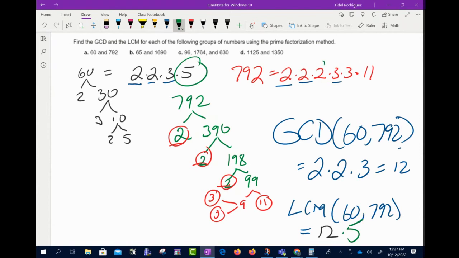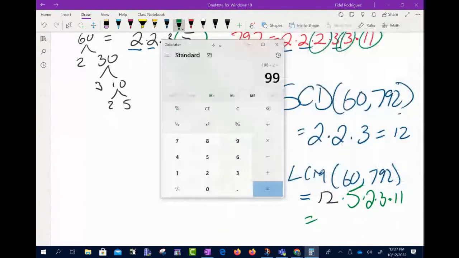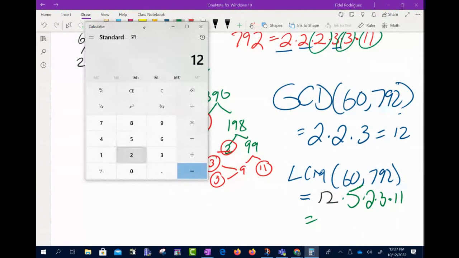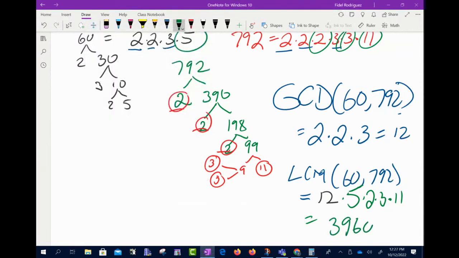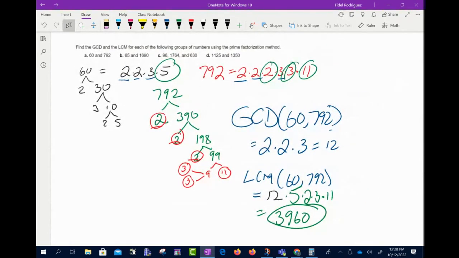Well, I got that 5. I have this 2, this 3, and that 11 over there. So this 2, this 3, and that 11. Okay. And so I'm going to do the same thing here, y'all, and I'm going to say, look, 12 times 5 times 2 times 3 times 11 is 3960. And there is our least common multiple.